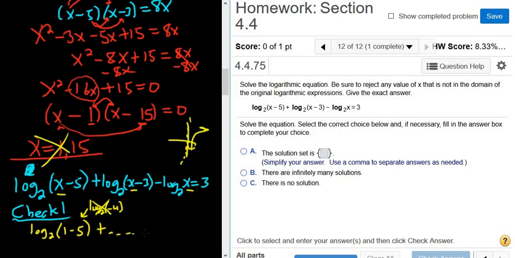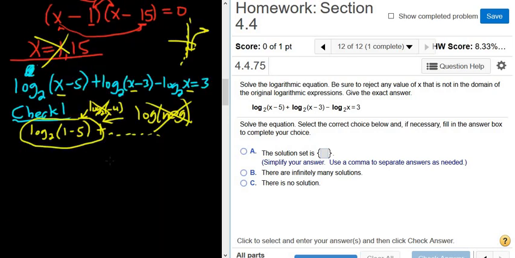If you keep going and use all the properties, it will seem to check, but this doesn't make sense. You're not allowed to go from something that doesn't make sense to something that makes sense. So as soon as you see log of a negative like this, game over. Throw it away. So 15 is probably the answer. I'm really tempted to just try it instead of checking, but let's check 15.